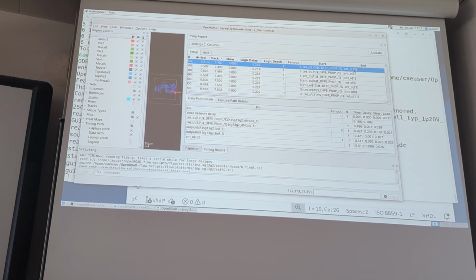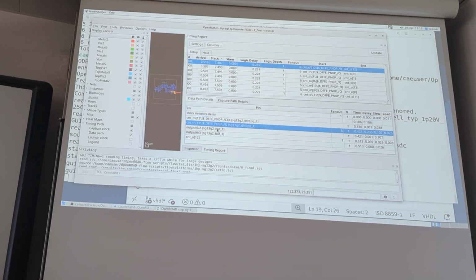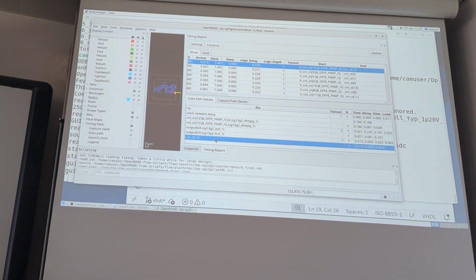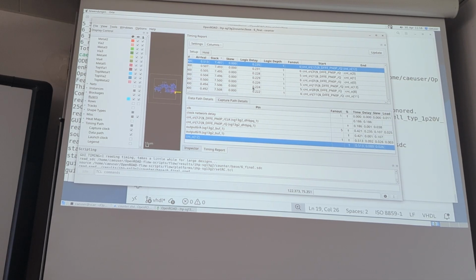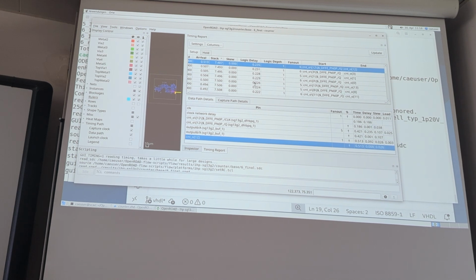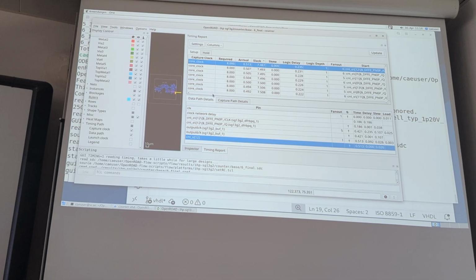So this is only clock outputs. Now we just go over 2 buffers to the output. So this is a logic delay of 200 picoseconds. That's more or less not a lot. But this is currently our critical path.